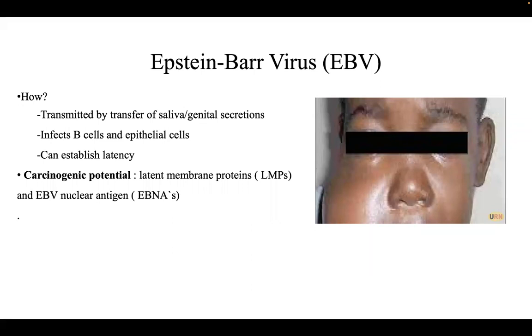As for how the EBV nuclear antigen acts, it can activate some CDKs. CDKs and cyclins are for cell growth. So EBV nuclear antigen can activate CDKs and hence activate cell growth and cell division. So that is how the carcinogenic potential of Epstein-Barr virus takes place.